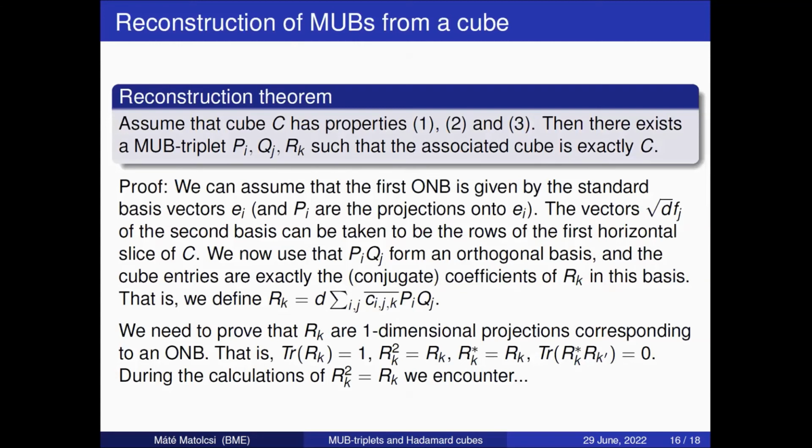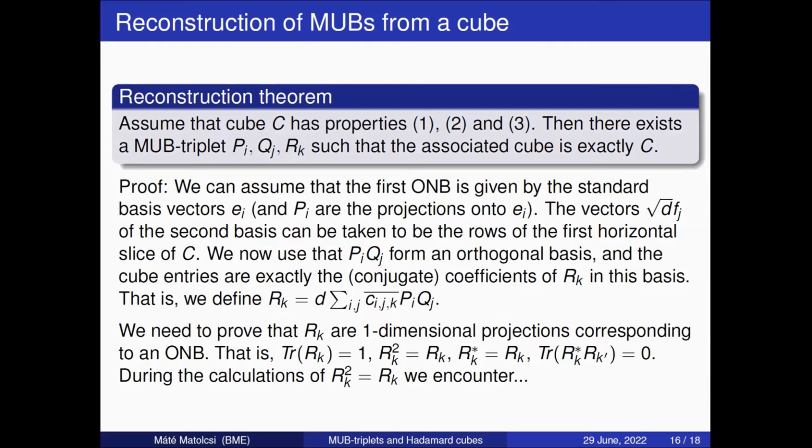And the other question is, can you reconstruct? So if I give you a cube with all properties 1, 2, and 3, I'm asking you, please give me a MUB-triplet which gives you this cube. From the uniqueness theorem, we know that such a triplet is basically unique up to unitary equivalence. But can you really construct one? And the answer is yes, you can, because it's pretty simple.